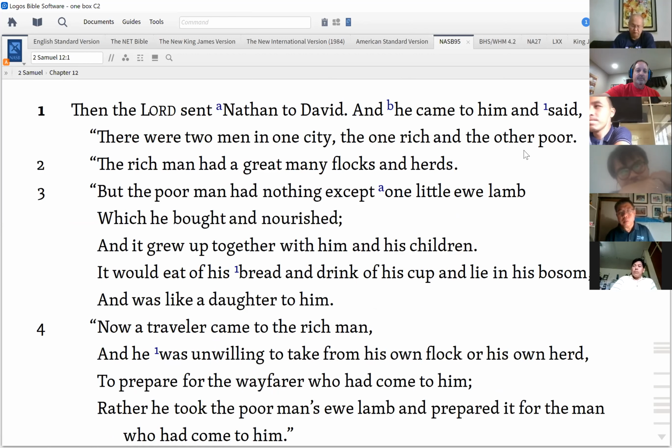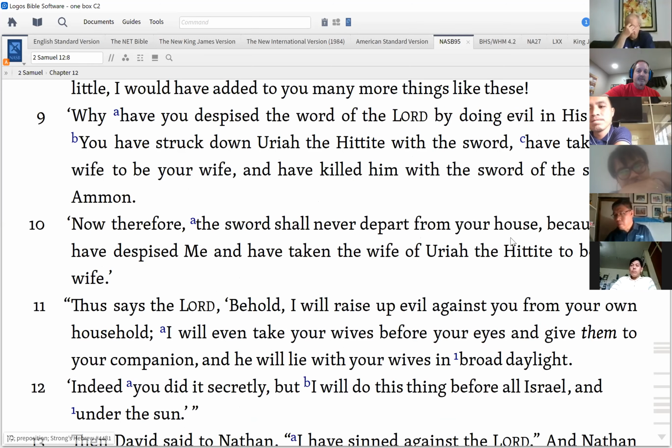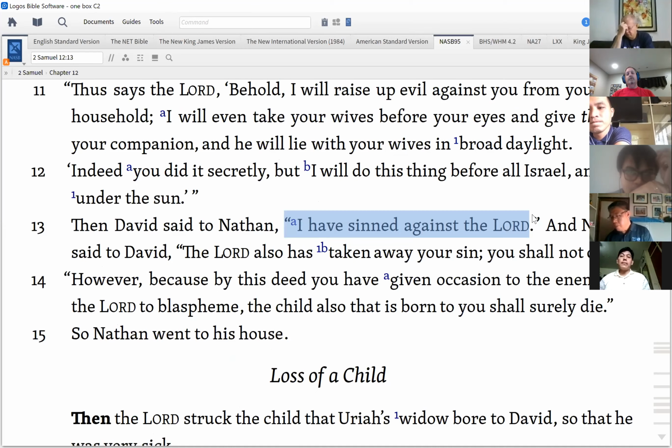And so it's this rebuke. And then David says, I have sinned against the Lord. So the guilt and the conviction hit him at that moment. I believe that night when he was in his room is when he wrote Psalm 51, because it says that Psalm 51 was written after Nathan had confronted him.